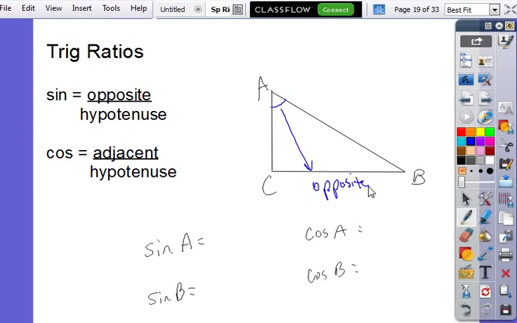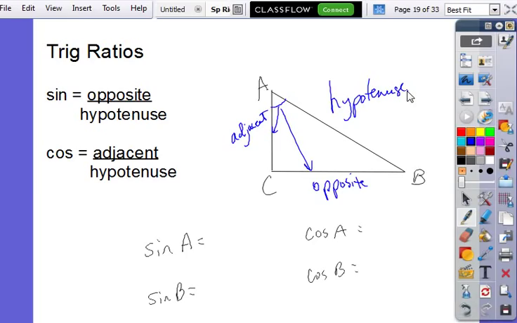Adjacent, what does adjacent mean? Right next to it. This would be my adjacent side. And of course this is the hypotenuse. So if I'm talking about angle A, then BC is the opposite and AC is the adjacent.